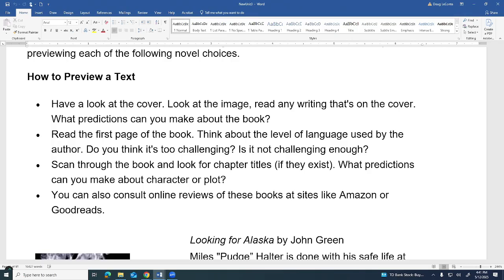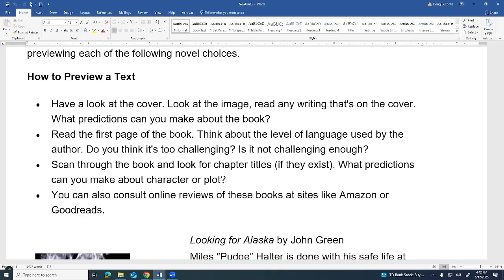Read the first page of the book. Think about the level of language used by the author. Do you think it's too challenging? Is it not challenging enough? Now, all of these books that we're offering, they're all pretty close. There's not one thing that makes them either too challenging or not challenging enough.